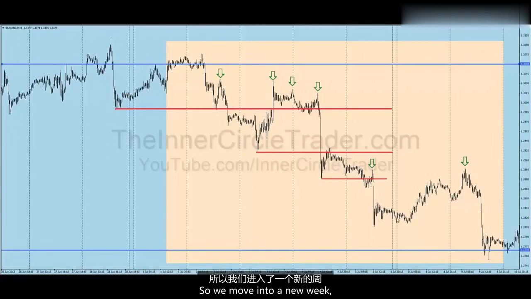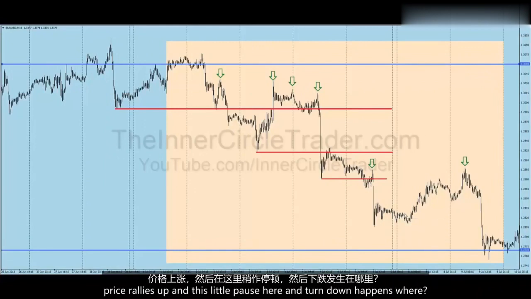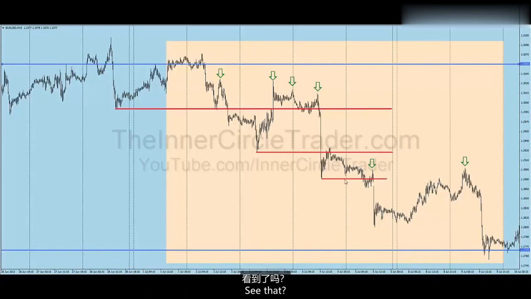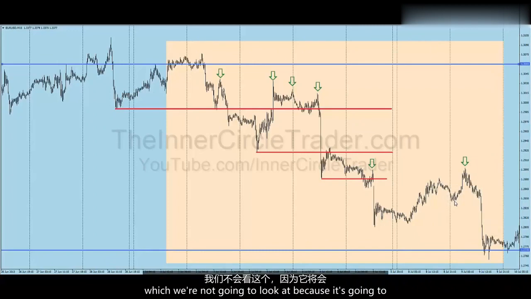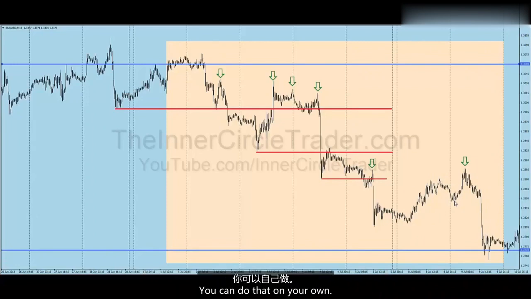So we move into a new week. Price rallies up, and this little pause here and turn down happens where? Look over here. See that? Price trades down, finds some short-term support, which we're not going to look at because it's going to be on the 5-minute chart. You can do that on your own. It rallies through and does what? Blows out a swing high.